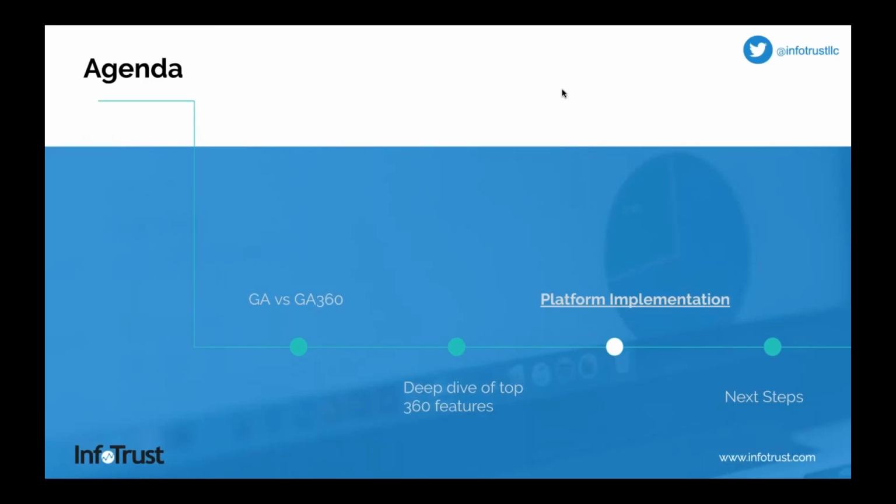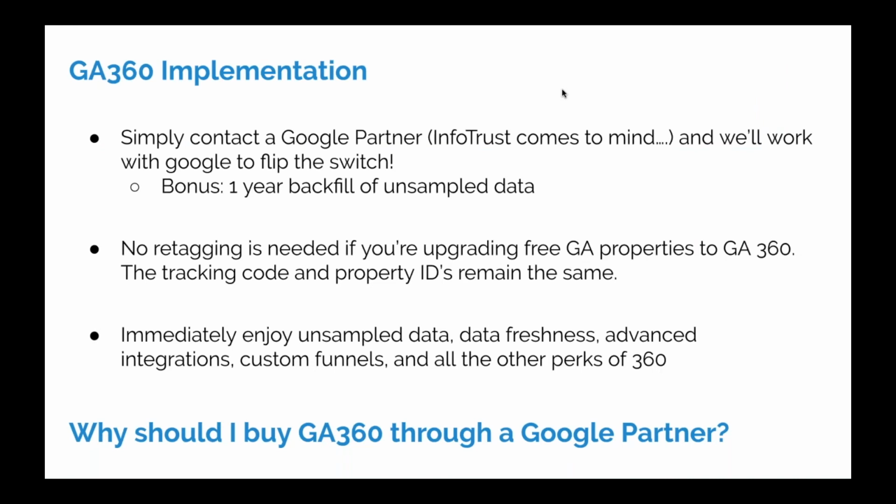And moving right along to platform implementation. Implementation is very, very simple. Basically, you can contact a Google partner. InfoTrust happens to come to mind when I think of Google partners. You work with that partner and with Google, and they essentially flip the switch. So it's a very, very simple upgrade. There is a bonus when you upgrade: you do get a year of unsampled data backfilled into Google Analytics, so you can essentially immediately start doing year-over-year comparisons. That can be huge, and I absolutely love that part of the upgrade.